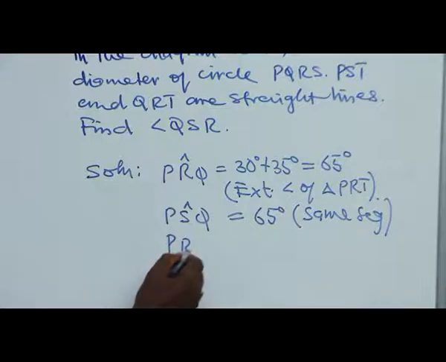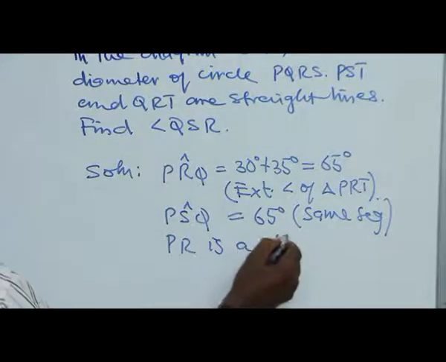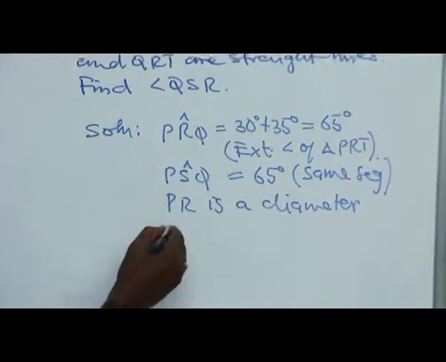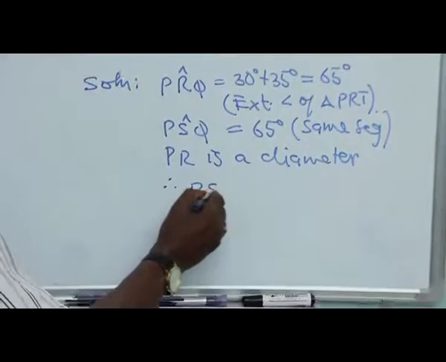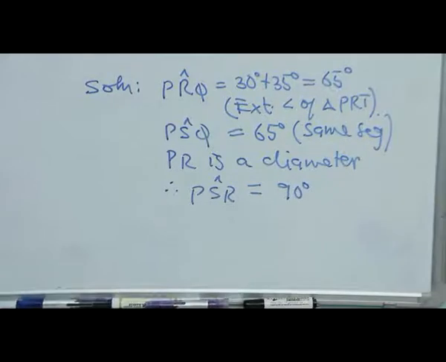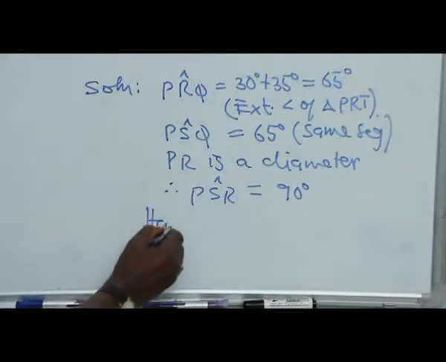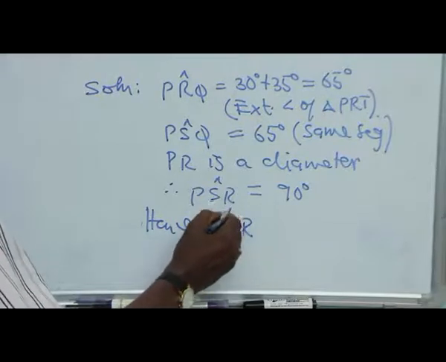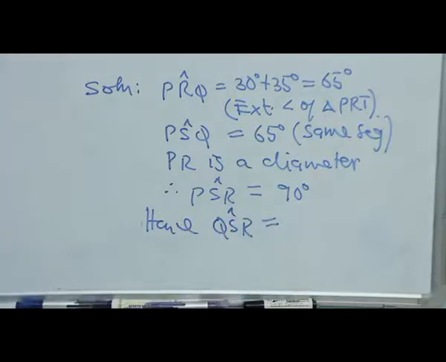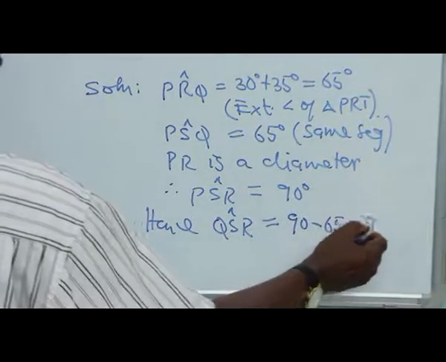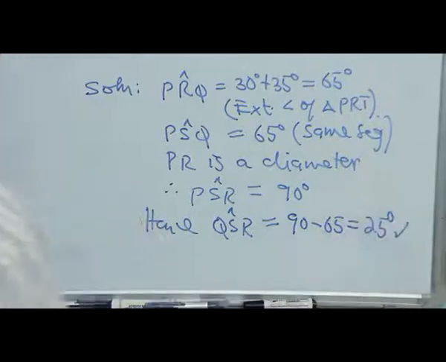Now our PR is a diameter. Therefore, angle PSR is equal to 90 degrees. Hence, we have that our angle QSR will be equal to 90 minus 65, and that is equal to 25 degrees. The required solution.